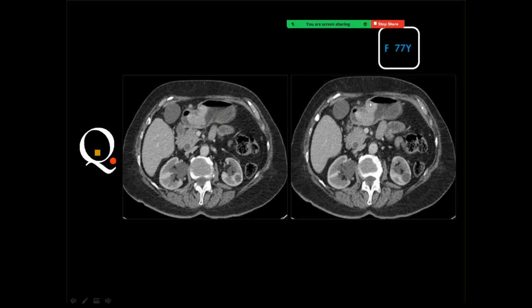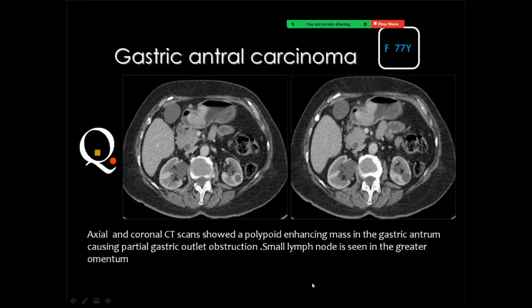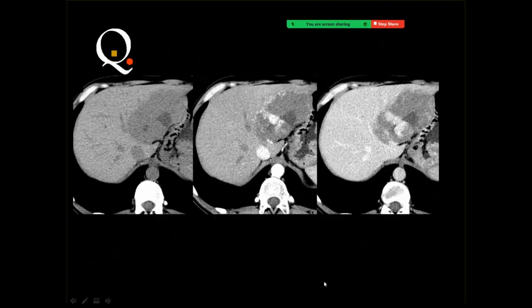This is the stomach, and you have an enhancing mass within the pyloric antrum, and masses inside the stomach should be considered as carcinoma until proved otherwise. Of course, in the differential diagnosis, you should include lymphoma and metastasis, but you should mention first that this should be a gastric carcinoma until proved otherwise by endoscopic biopsy.